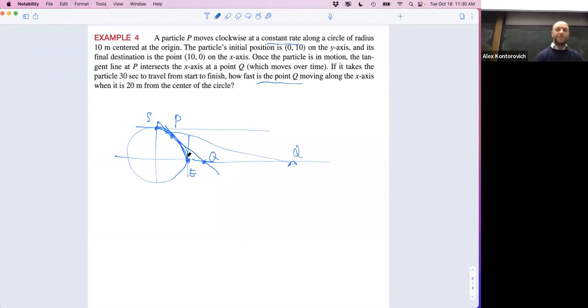So Q is coming in like this. P is coming down clockwise. If it takes 30 seconds to travel from start to finish, that means we can get a travel time, a rate of precession.